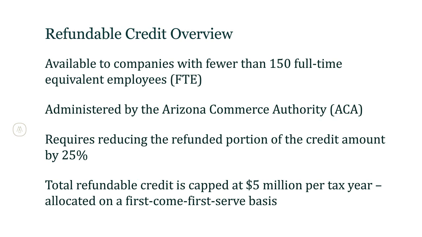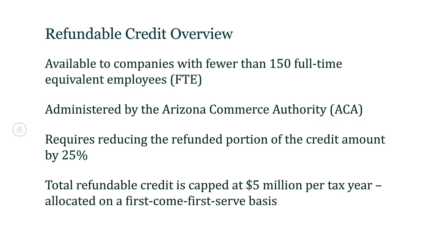And that's not on a per taxpayer basis, that's total. So they're only shelling out $5 million each year, which really isn't a lot of money in the grand scheme of things when you're talking about a state the size of Arizona. And this $5 million is allocated on a first come, first served basis.